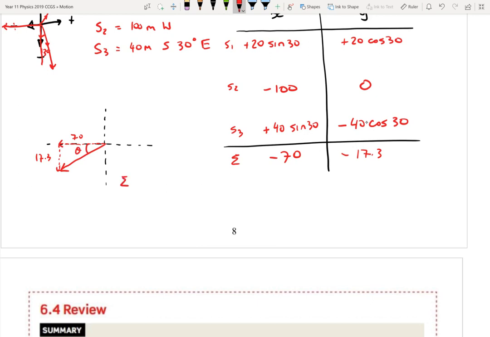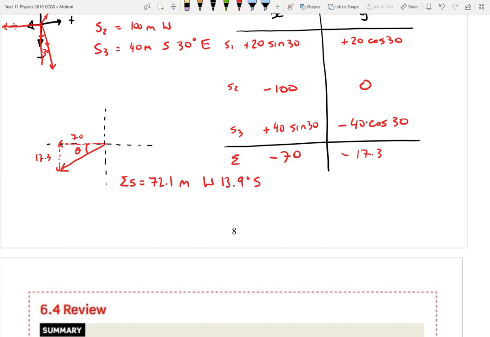So we could say that the sum of the displacement vectors, we have done this in the previous lesson, so I'm just going to do this without writing it down. It's going to be square root of 70 squared plus 17.3 squared gives 72.1. And then the angle, I'm going to go the arctan opposite, which is 17.3 divided by adjacent, which is 70. We're going to get 13.9 degrees. So that's going to be west 13.9 degrees south.